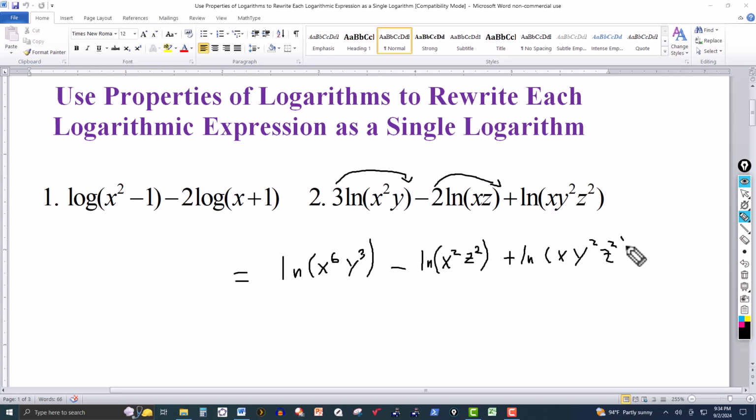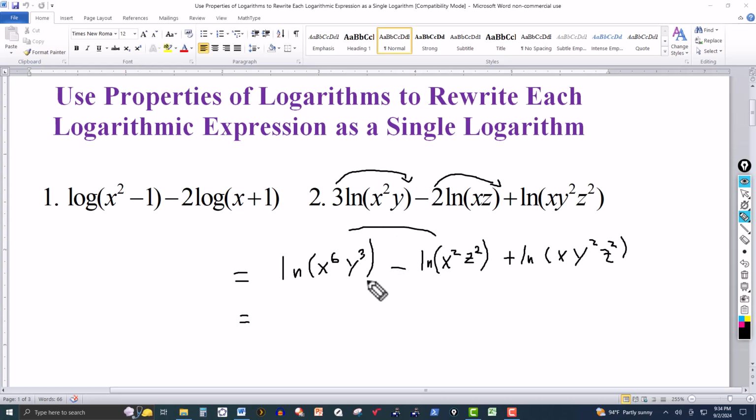z squared. So what I'm doing here, I want the coefficients of the log here to be either a 1 or a minus or a plus. So let's do this now. I'm going to do these two here first.